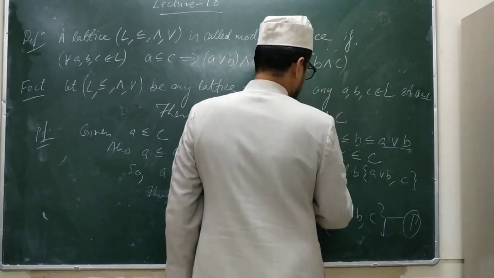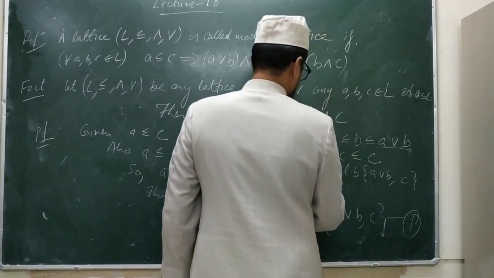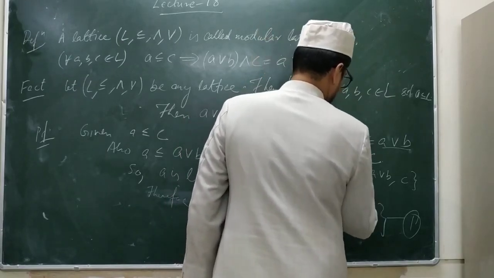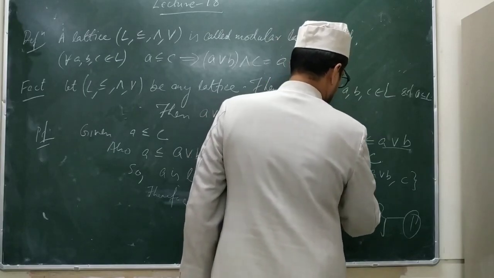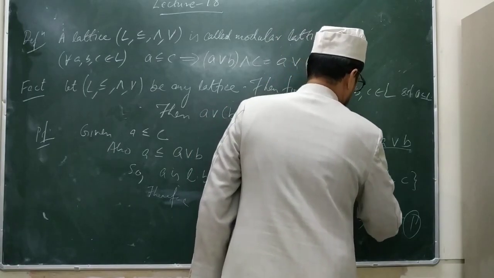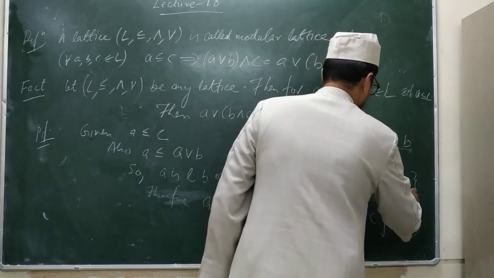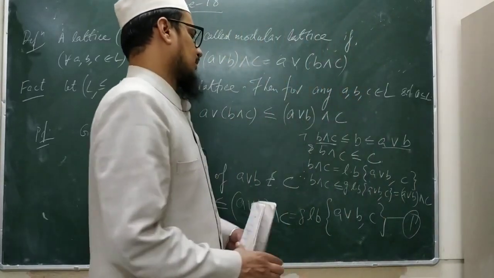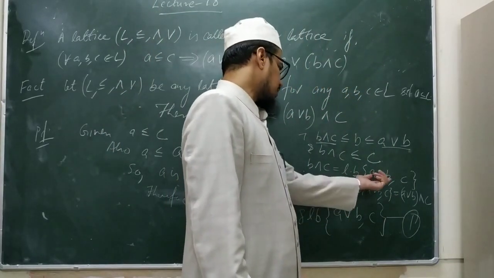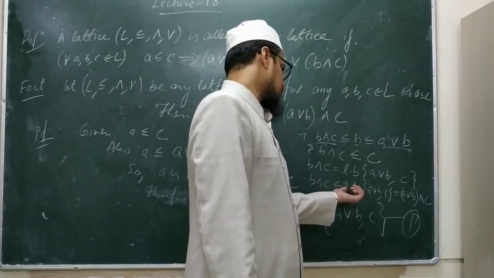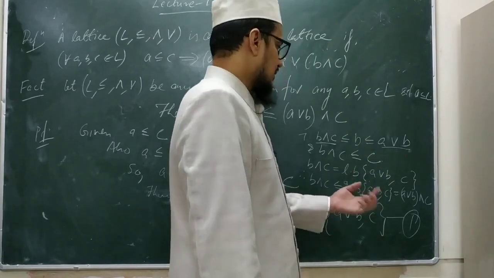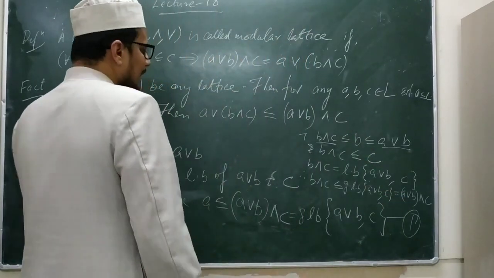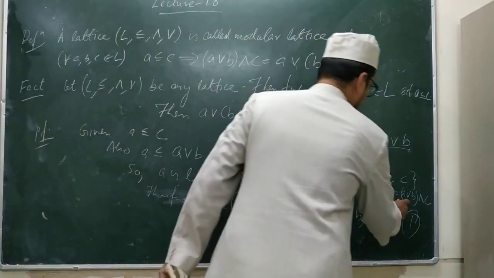So of course B meet C is less than or equal to the greatest lower bound of A join B and C, which is (A join B) meet C, correct? So it is the lower bound, and it is less than or equal to the greatest lower bound of A join B and C, that is (A join B) meet C, correct? So this is 2.